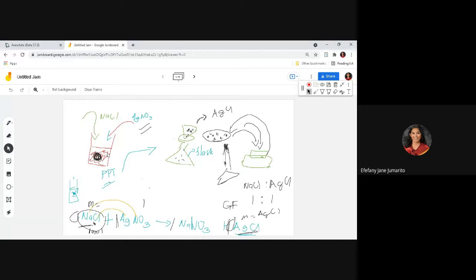Analysis is when we have a solution and then you add something, because this is a solution and you are going to calculate the mass. What's the mass composition of the solution? Since it's liquid, an aqueous solution, we cannot weigh it. So what we do here is we add something, for example NaCl.